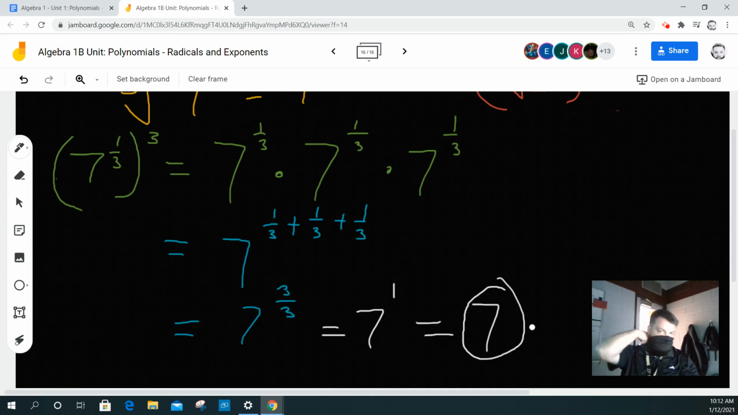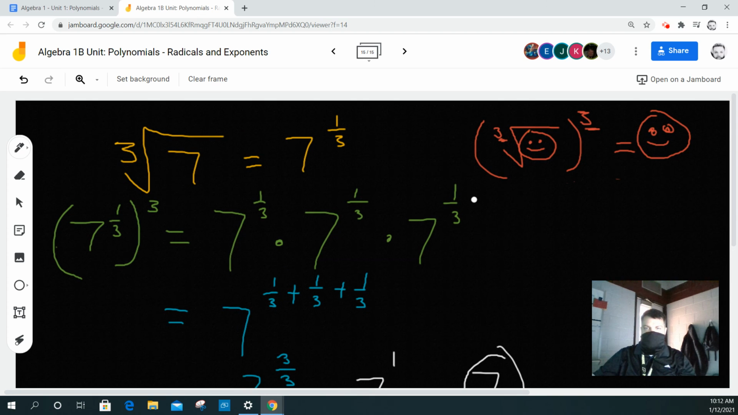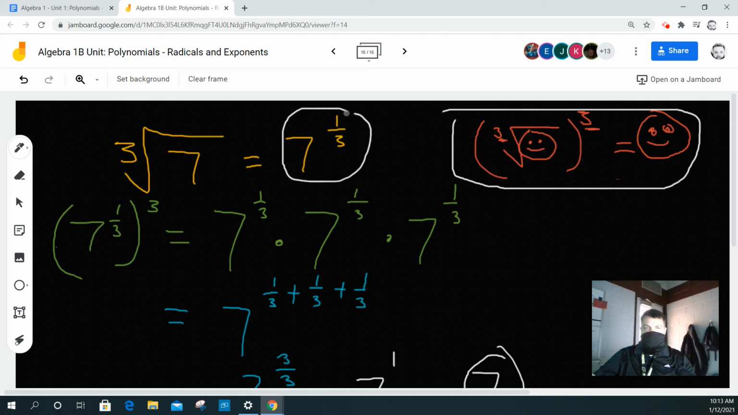It's counterintuitive, because you're starting with one thing and you're getting another thing, but it's based on this property up here, this right here. In other words, this is the same as this, right? Does that make sense?